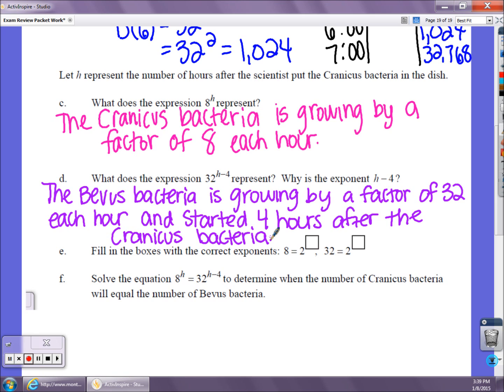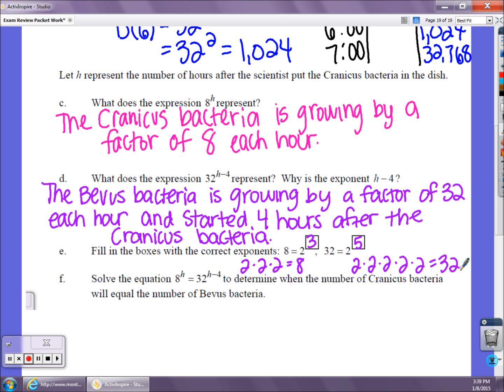Fill in the boxes with the correct exponents. Okay, so we have 8 is equal to 2 to the blank. So we want to know what power of 2 is equal to 8, and that's going to be 2 to the 3rd power. 2 times 2 times 2 is equal to 8. 32 is equal to 2 to the 5th power. And sure enough, 2 times 2 times 2 times 2 times 2 is going to give us 32. You can check with your calculator if you don't believe me.